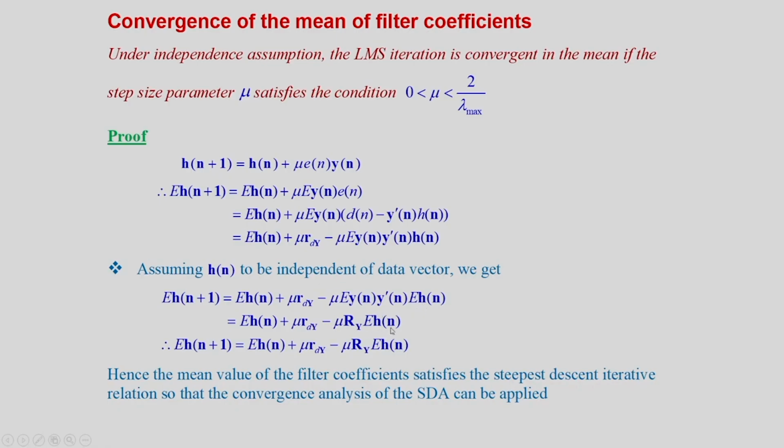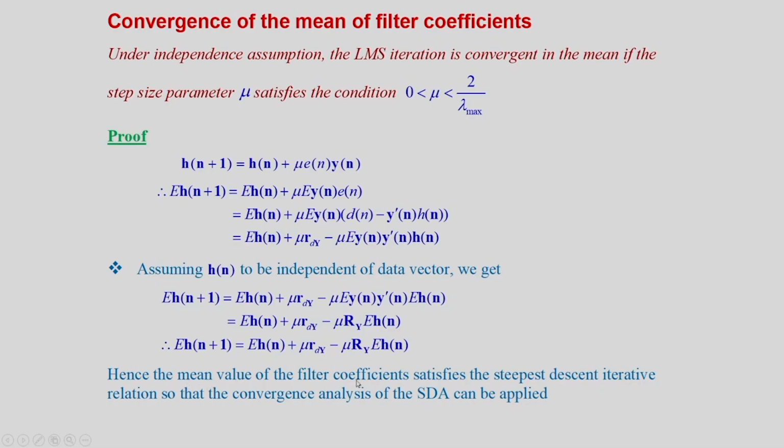And E of Yn transpose is the Ry matrix. Therefore, this will be E of Hn plus mu into R dy minus mu times Ry into E of Hn. Therefore, the average value of H of n plus 1 is equal to the average value of Hn plus mu R dy minus mu times Ry into E of Hn, the average value of Hn. So, this is the same as the iteration for the SDA algorithm.